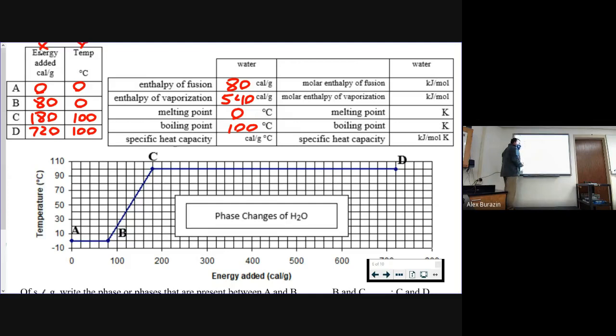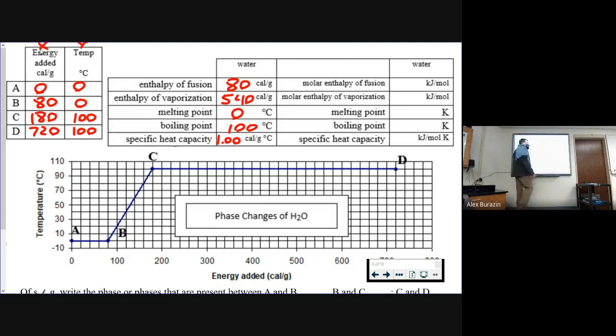What is the specific heat capacity of water? How do we find that again? Change in X over change in Y. Now, spoiler alert, this is still water, okay? And we've done that already. 1. Change in X is 100, from 80 to 180. The change in Y is 100, from 0 to 100. 100 divided by 100 is 1.